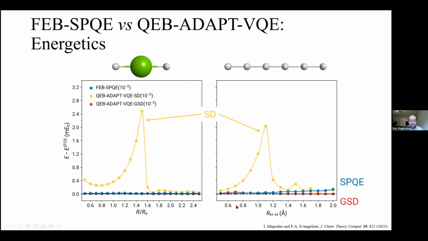If we see how SPQE performs, we see that it is competitive with adaptive QE with generalized singles and doubles in the weakly and moderately correlated regimes. But as we go towards strong correlation, SPQE somewhat loses in accuracy. But I would still like to emphasize that in this point here, we're still 1 order of magnitude better than what is known as chemical accuracy. So SPQE is still highly accurate.